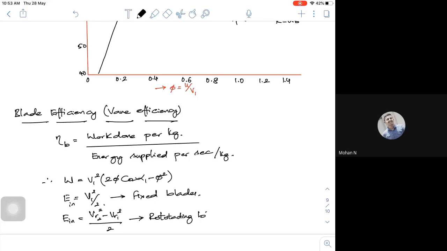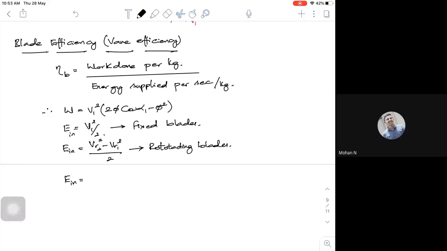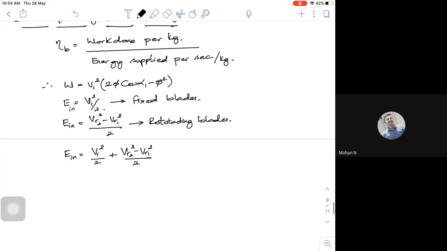So what will be the total input? What is the total energy input? So total E input is equal to your stator blades plus your rotor blades. For the rotor, VR2 square minus VR1 square by 2, and V1 square by 2 for the stator. You just add it actually. This is the total energy input for a Parson turbine.